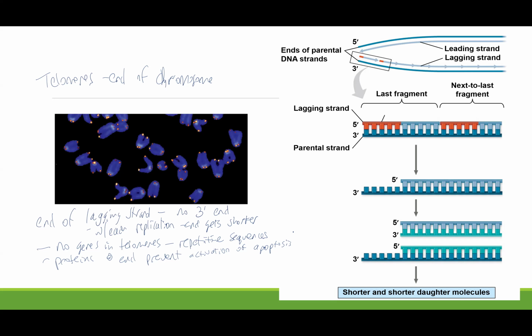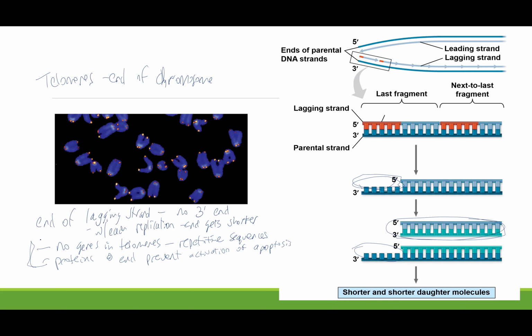So you can see here's this last fragment and showing how that part would not be replicated, so that you would end up with a shorter chromosome. So the next time, this is like the parental strand and you would lose another one. So you end up with these shorter and shorter daughter molecules. So we have these safeguards in place to prevent loss of DNA that's necessary.